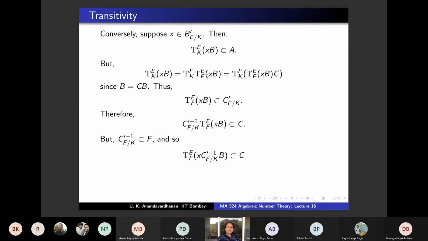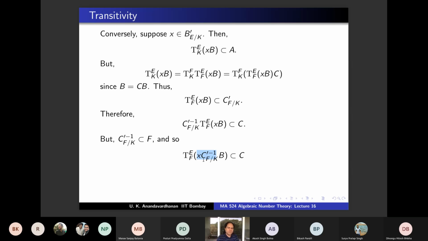What is your aim? You want to show that X is contained in that product, B prime E over F, C prime F over K. So from this, what can you conclude? This is the trace from E to F of something times B is contained in C. So that means this product is contained in B prime E over F by the definition.